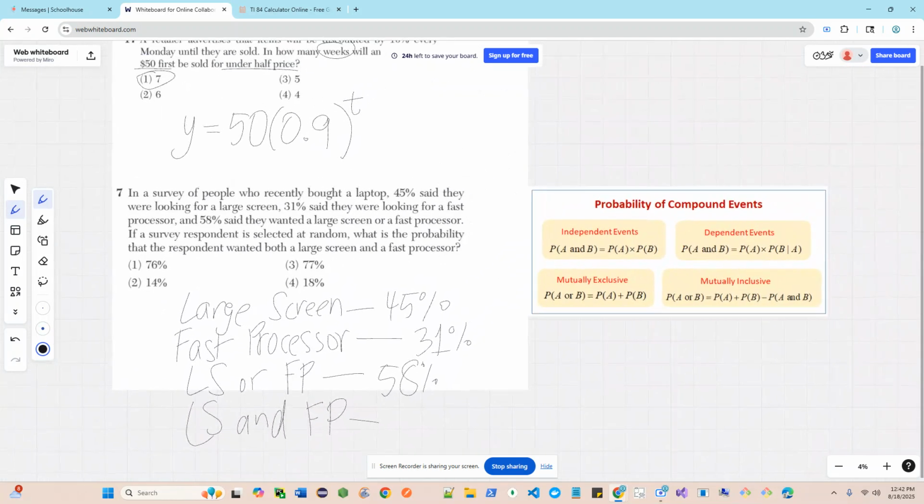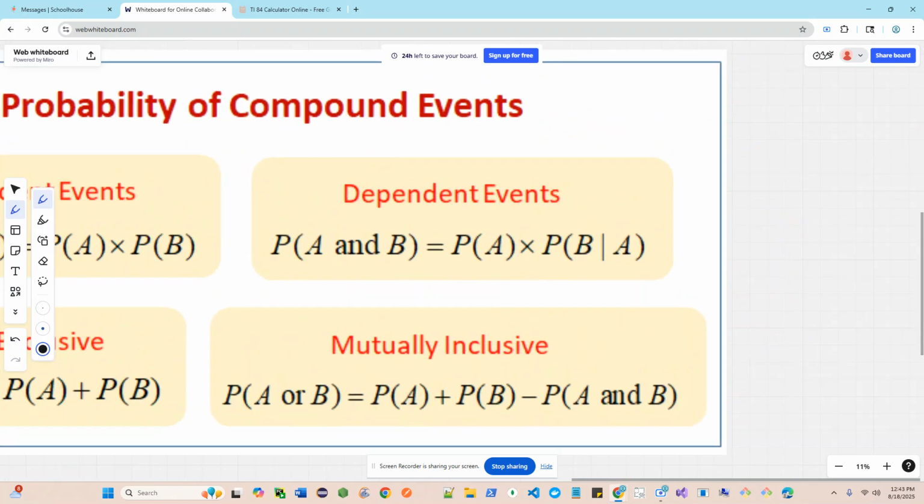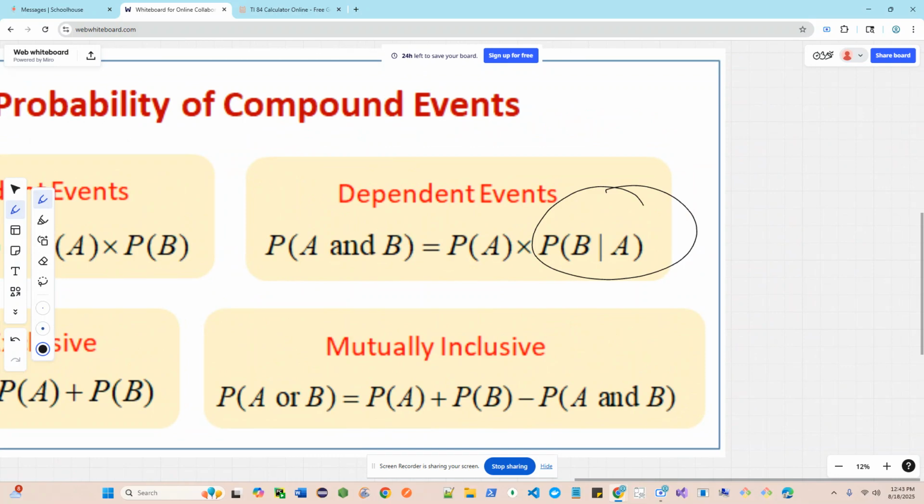Okay. So here are the different probability of compound events formulas you need to keep in mind. For independent events, where one event does not affect the outcome of the other, you do the probability of event A times the probability of event B. For dependent events, where the first event does affect the outcome of the next event, you do probability of event A times probability of event B given condition event A. So here this is showing you given a condition.